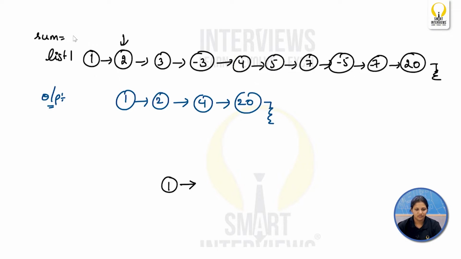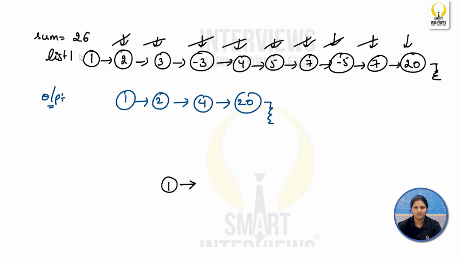Alright, let's start with 2 and sum with 0. Now, when you are at 2, your sum will become 2. Now 3, if you add 3, this will be 2 plus 3, 5. And 5 minus 3 is 2. If you add 4, this will become 6. And if you add 5, 6 plus 5, 11. 11 plus 7 is 18. 18 minus 5 is 13. 13 minus 7 is 6. And 6 plus 20 is 26.